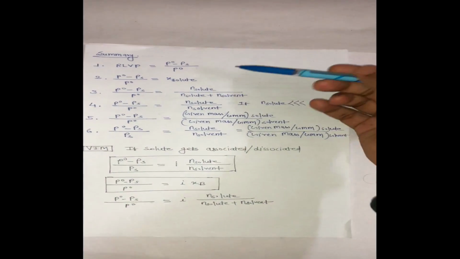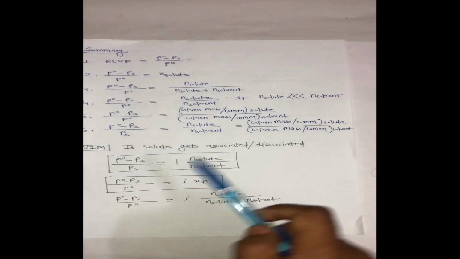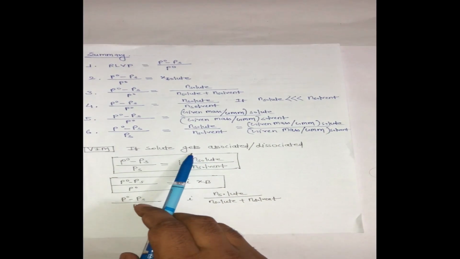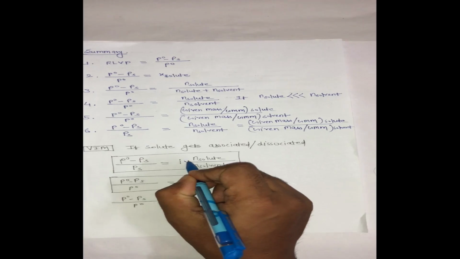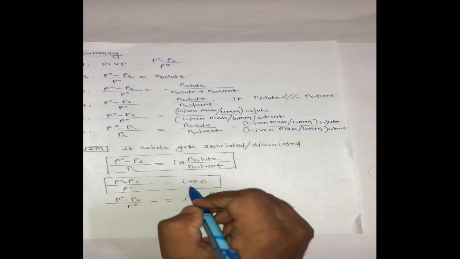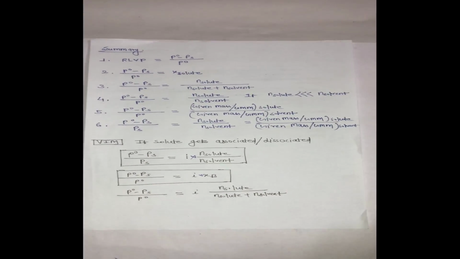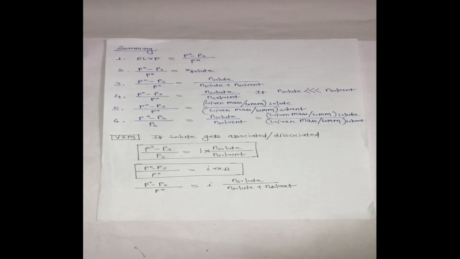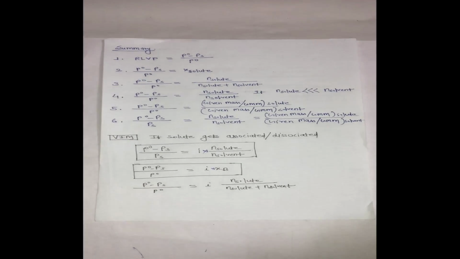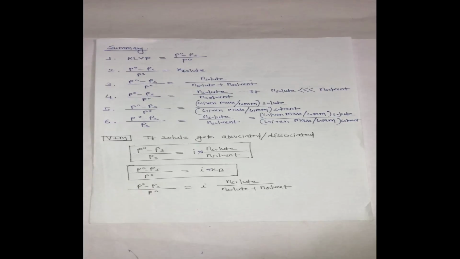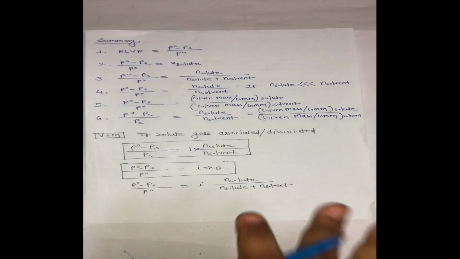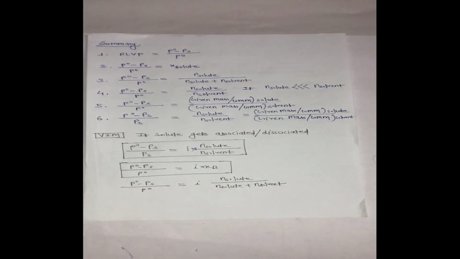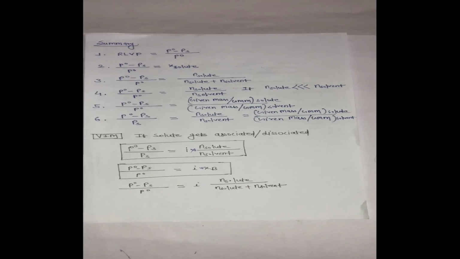One by one we discussed all these, and if the solute is getting associated or dissociated, then we have to multiply by the van't Hoff factor, simply. No issue if the solute gets associated or dissociated. Suppose it's 100% dissociated, 100% associated, or partial, that is also fine, no problem. We can use simply the 1, 2, 3 formulas and we can design the numerical. The numerical portion we will discuss in the next video lesson.